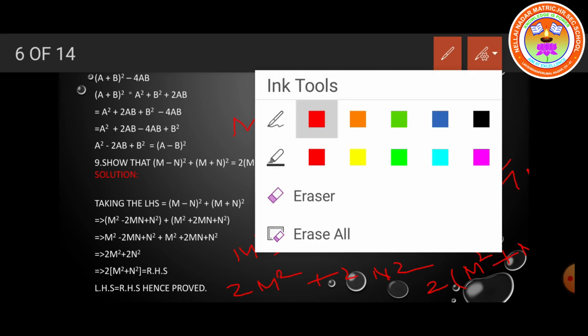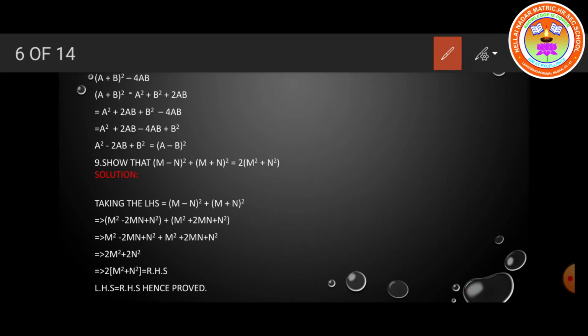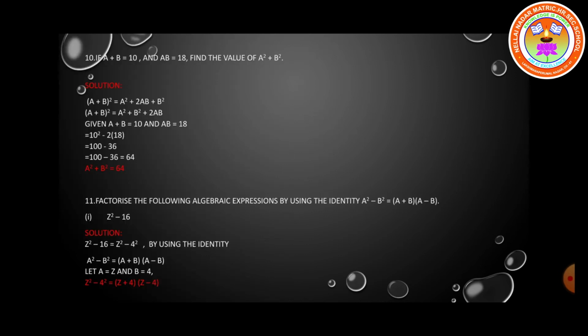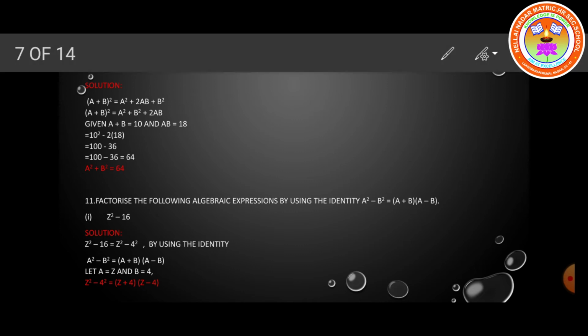Now we are going to see the next one. Next sum, what is there? We are going to see the 10th sum. If a plus b equal to 10 and ab equal to 18, find the value of a square plus b square. Using the formula what? (a plus b) the whole square is equal to... We have to find the value of a square plus b square. So (a plus b) the whole square is equal to what? a square plus 2ab plus b square. So you have to write that one. How to write that one?